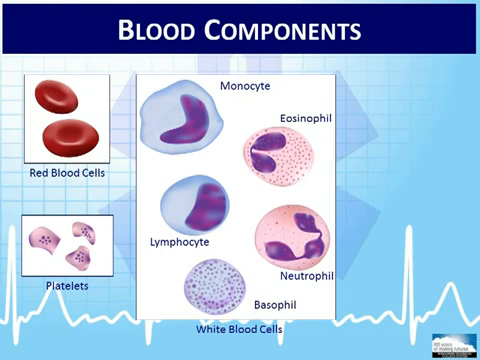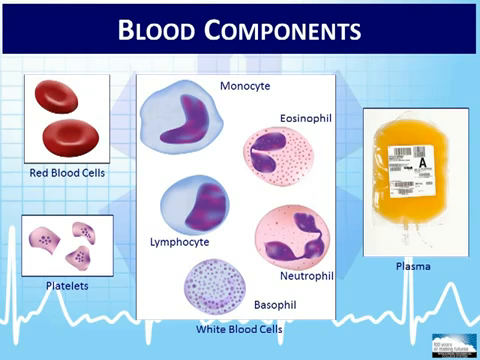Approximately 45% of our blood is comprised of these three cells. About 44% is red blood cells, and 1% or less are white blood cells and platelets. The remaining portion of our blood is called plasma. Plasma is the watery, salty, yellowish, somewhat translucent fluid that carries the red blood cells, white blood cells, and platelets throughout the body.